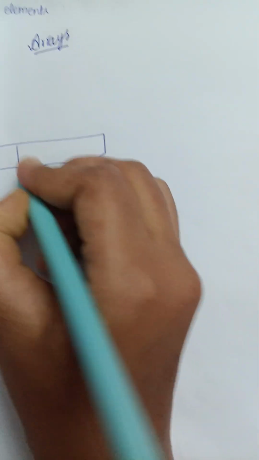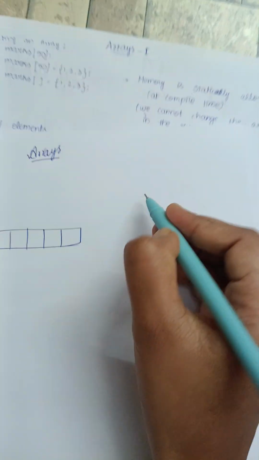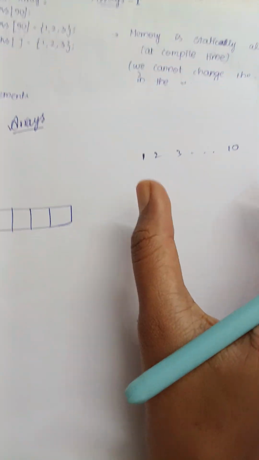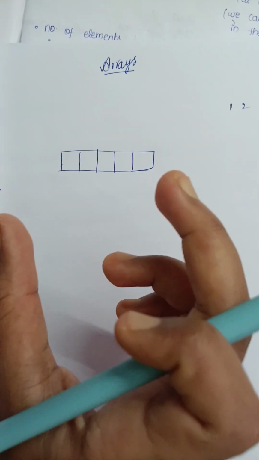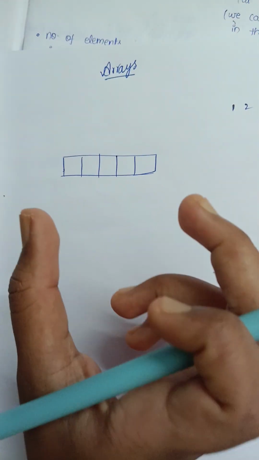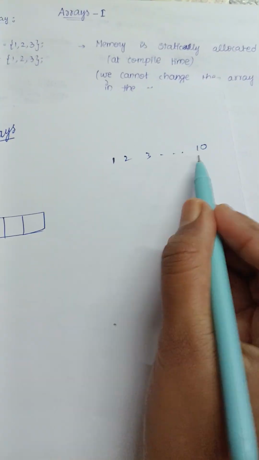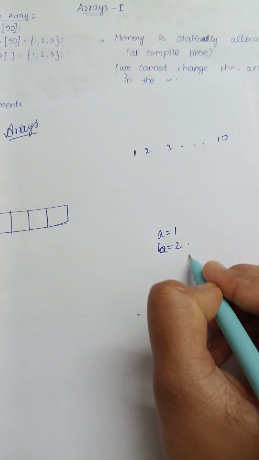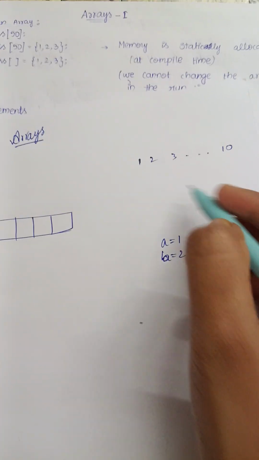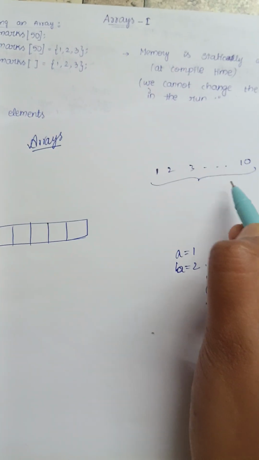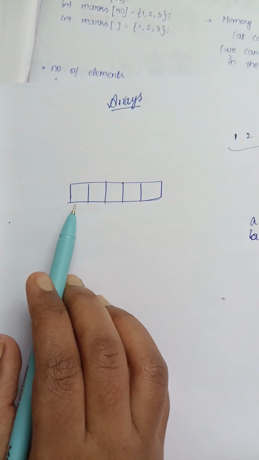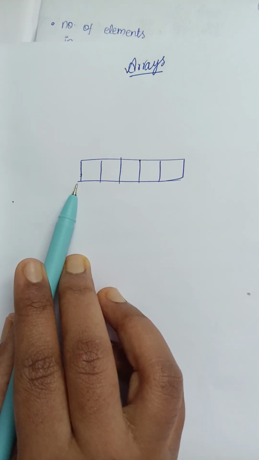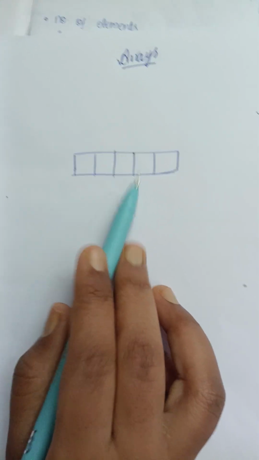How can we say this is an array? We will collect many elements. Suppose we have numbers 1, 2, 3, 4 and so on up to 10. We want to store these numbers in a contiguous manner. If we store them in variables like a equals 1, b equals 2, we cannot access them properly, right? So to access them very neatly, we store them in something called an array. An array is a data structure. It is a collection of elements of similar data type.